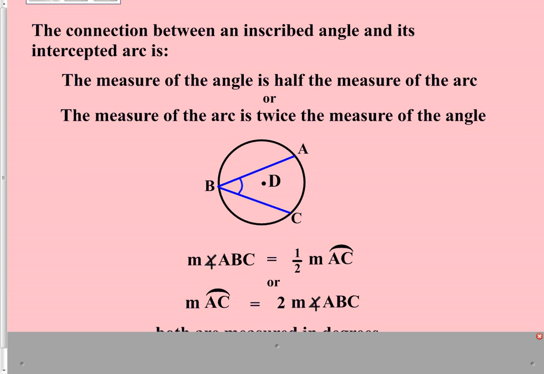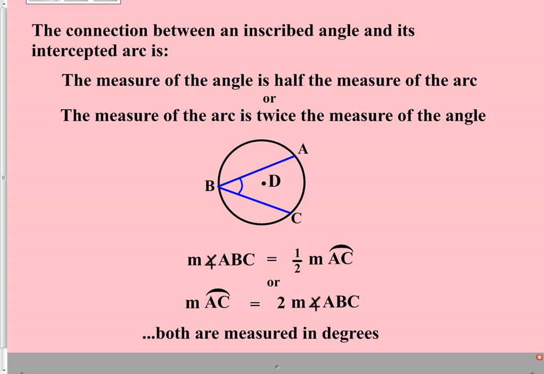You can think about it saying that the angle is always going to be half as big as the arc, or the other way of thinking about it is to say that the arc is going to be twice as big as the angle. Mathematically, they both mean the same thing. Some people just prefer one set of vocabulary over the other.